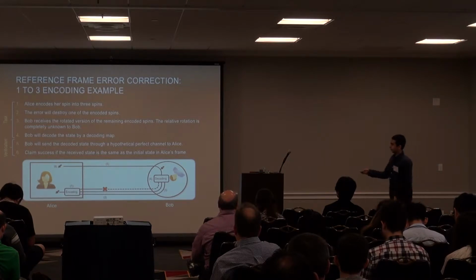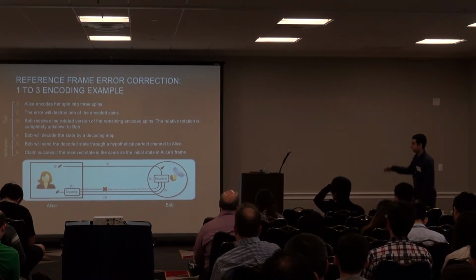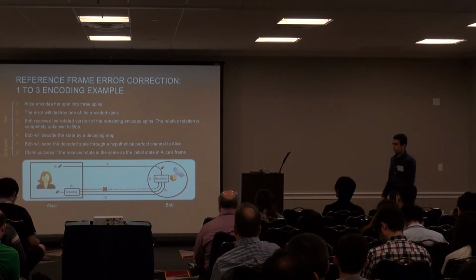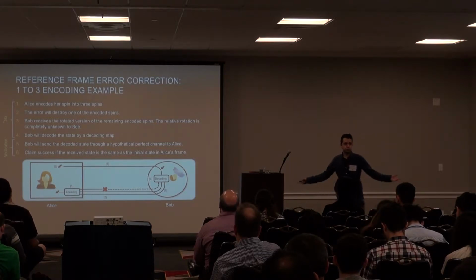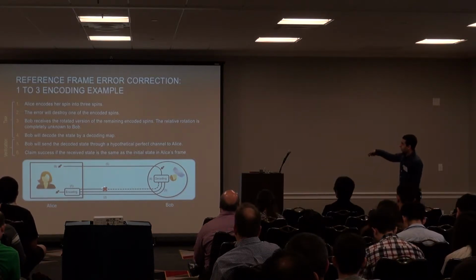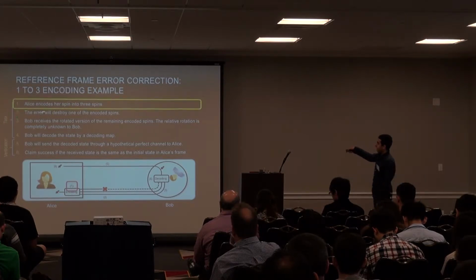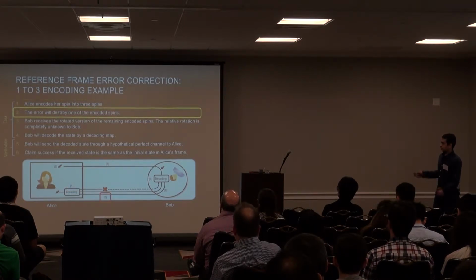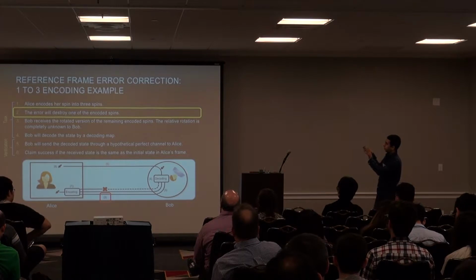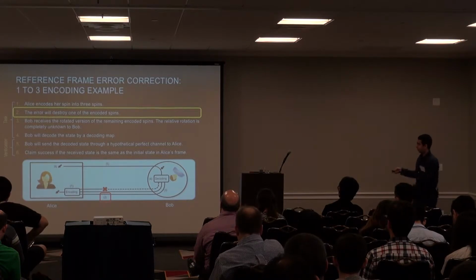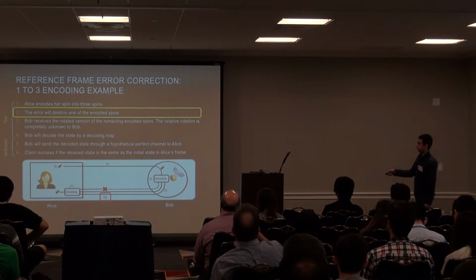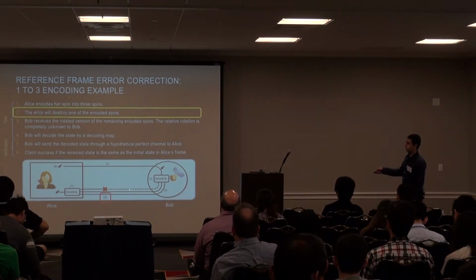Now I start with Alice, same setup, and Bob, oriented in some weird way in space. Alice has a spin, and the orientation of the spin is unknown to Alice because she should be able to encode anything. Step 1, Alice encodes her spin into 3 spins. Just to mention again, I'm talking about the reference frame. I'm defining the process of reference frame error correction, and I'm defining the success in that task. Step 2, one of the errors destroys one of my spins. Up to here I had 3 encoded spins, and now I have 2 spins.